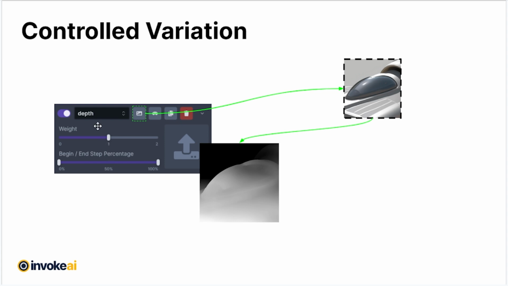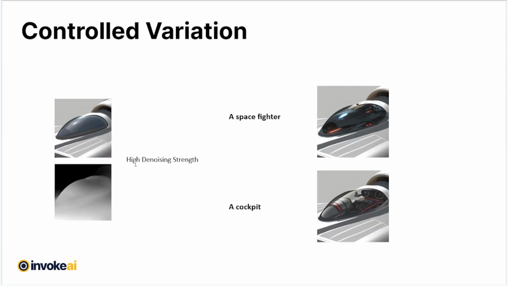In this case, I've passed in a depth control image. Now when we generate, even at high denoising strengths, that shape is maintained. Obviously, a space fighter is going to give different results than a cockpit, but this is one way that you can do much stronger regeneration without having to fight the prompt as much in order to maintain your structure.